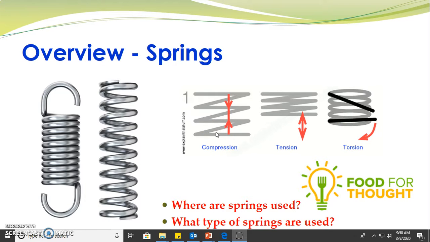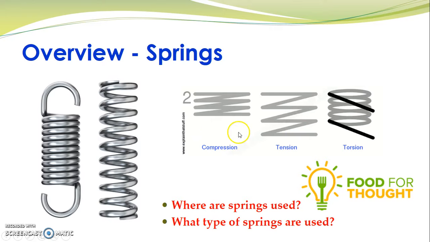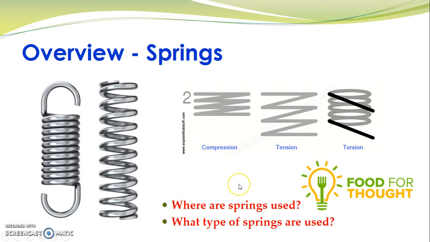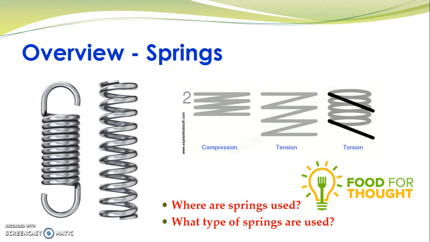Again, torsion springs cater for torsional forces, which tend to rotate the spring. So this just basically shows the movement of the springs upon application of a load. So before we dive into this chapter, what I want you to do is to think about where springs are used and what type of spring is used.